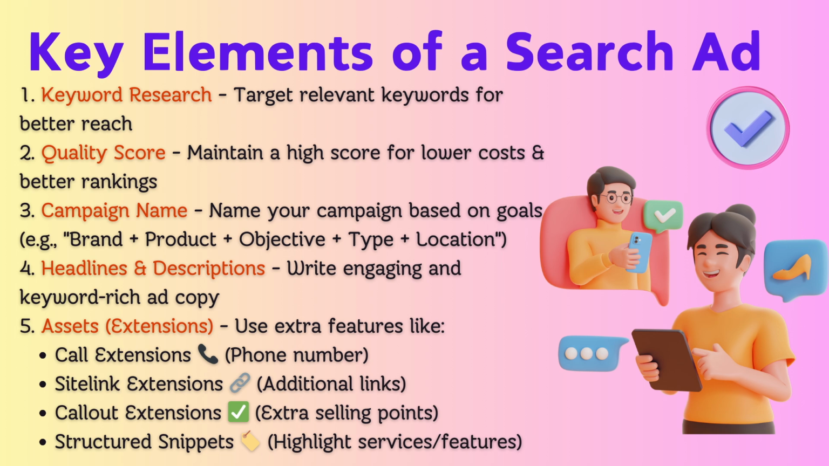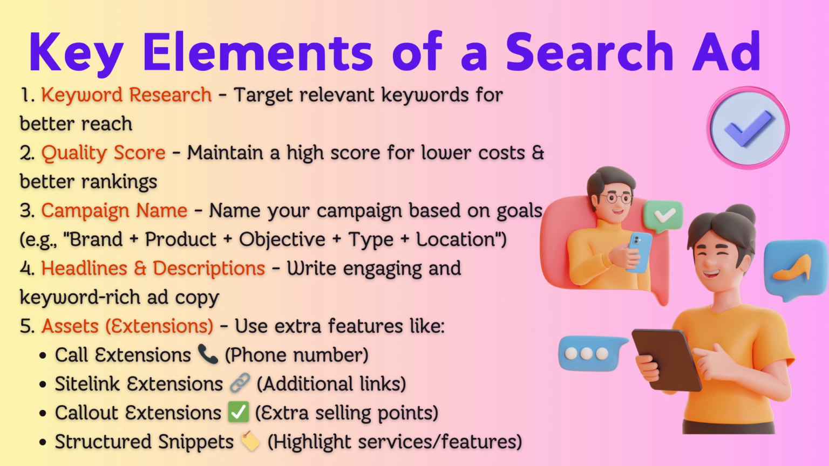We need the quality score. We need to maintain a high score for a lower cost and better ranking. We need the campaign name, which should be like brand name plus product plus objective plus type plus location. And we need the headlines and descriptions. We need to write engaging, keyword-rich ad copy so people click on it and we get a nice click-through rate percentage.